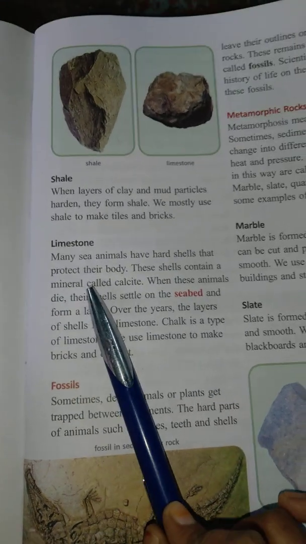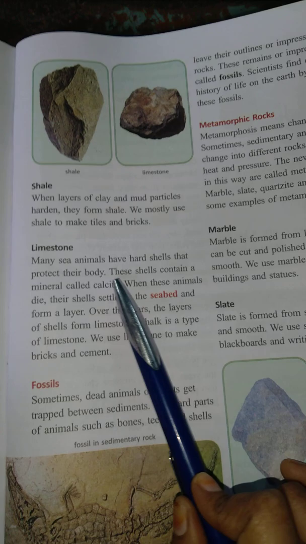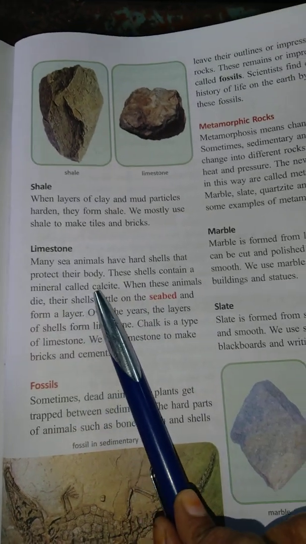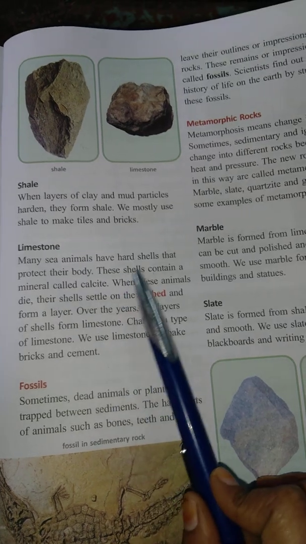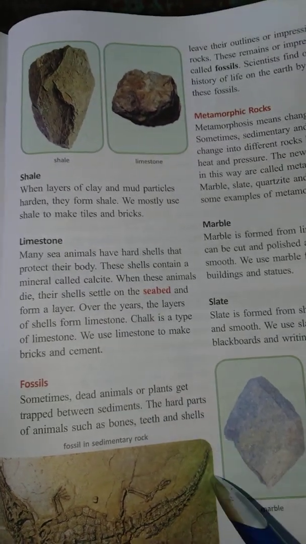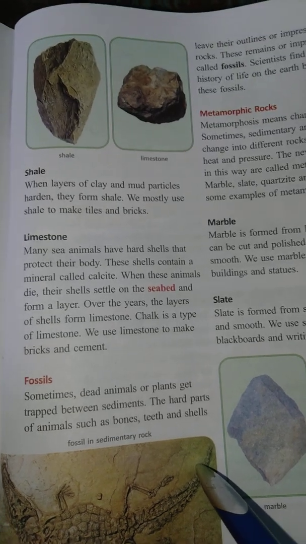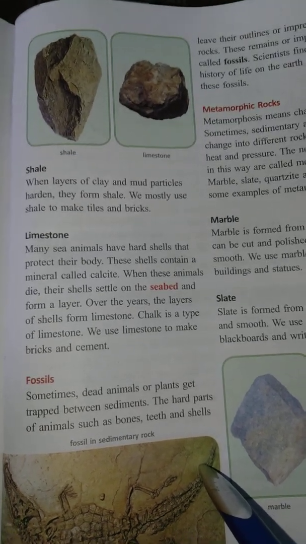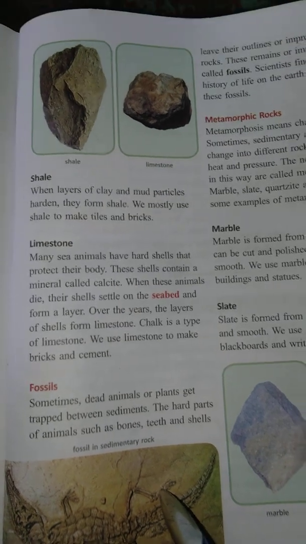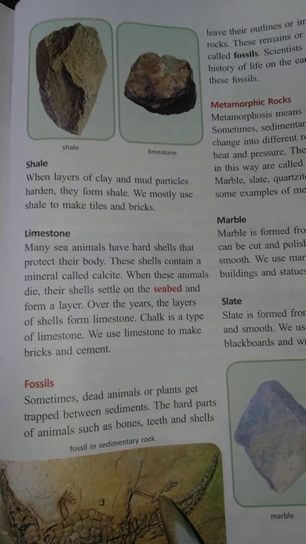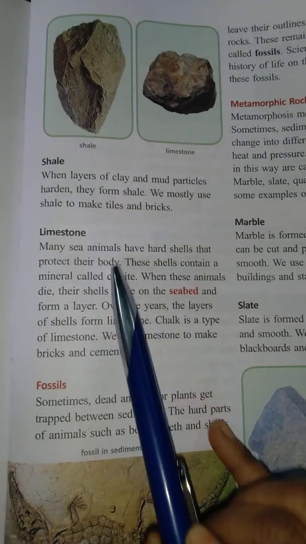Next, limestone. Many sea animals have hard cells that protect their body. These cells contain minerals called calcite. Many sea animals have body cells that become hardened and protect their body. These cells contain minerals. In the sea animals' cells, the mineral that is present is called calcite.